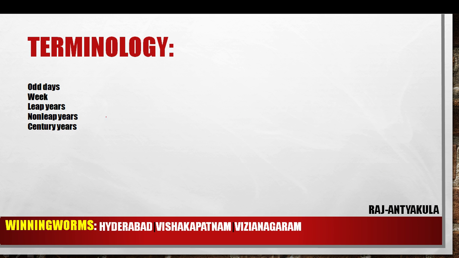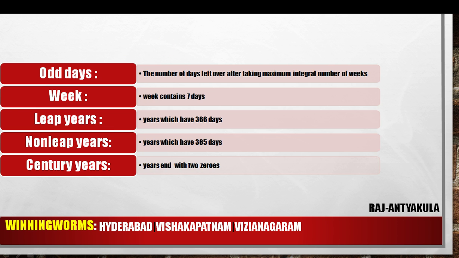See, what is the terminology we will use in calendars? Odd days, week, leap years, non-leap years and century years. We will see one by one. See here, odd days is nothing but the number of days left over after taking maximum integral weeks. Maximum integral number of weeks.